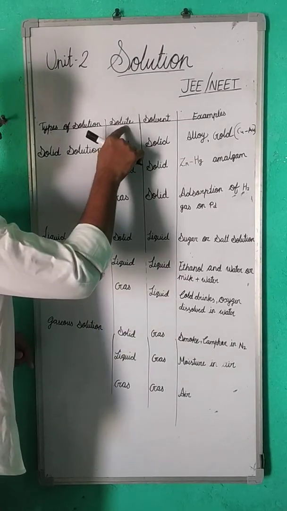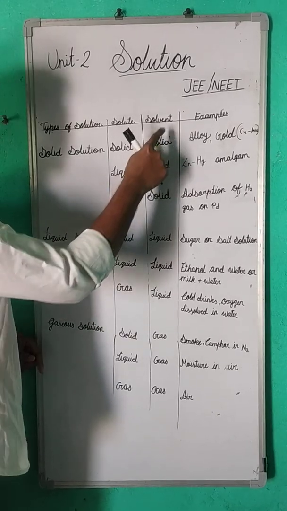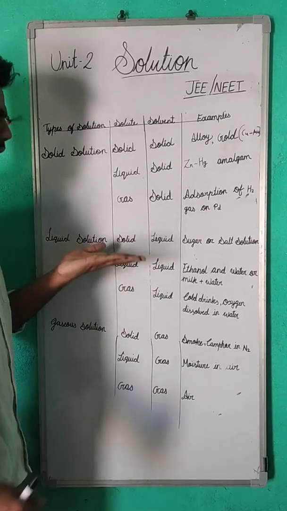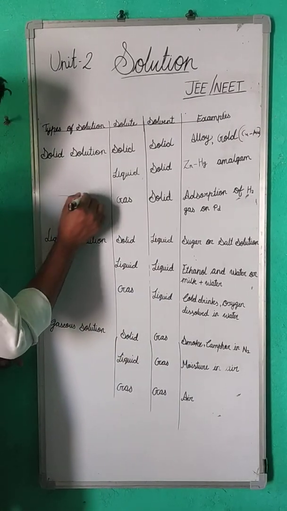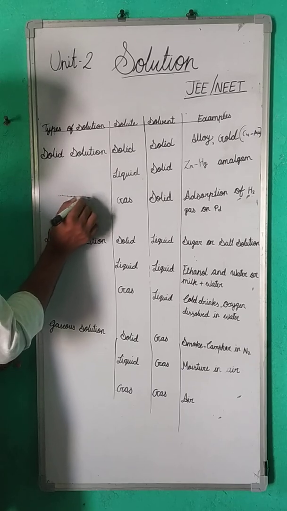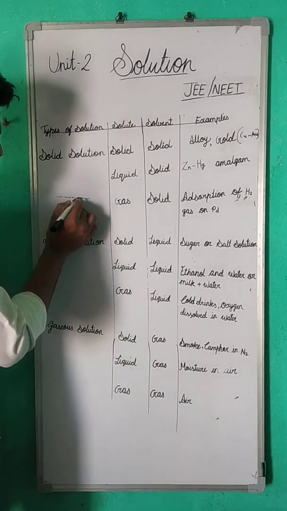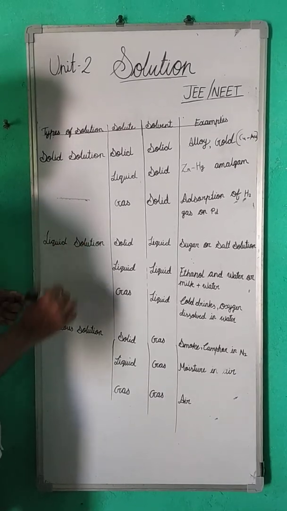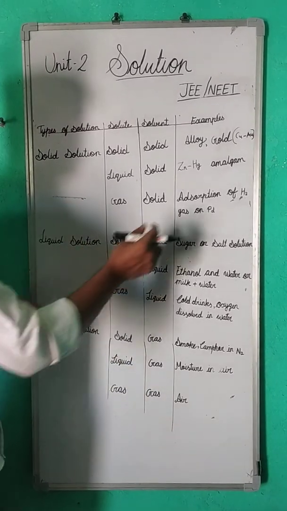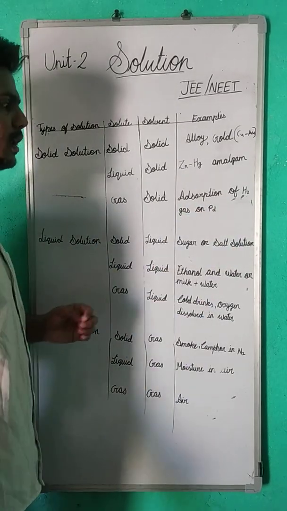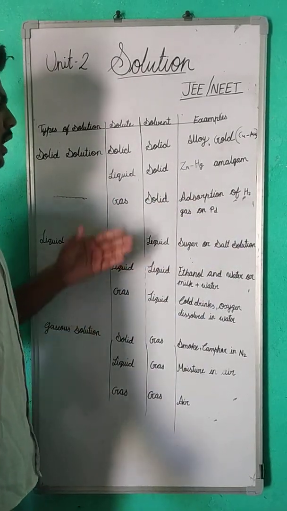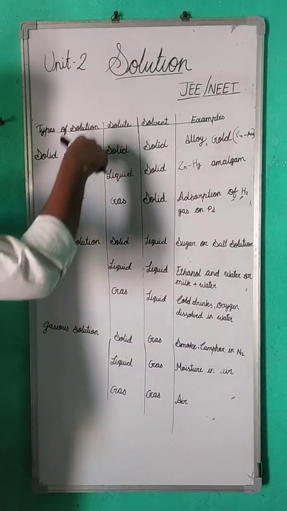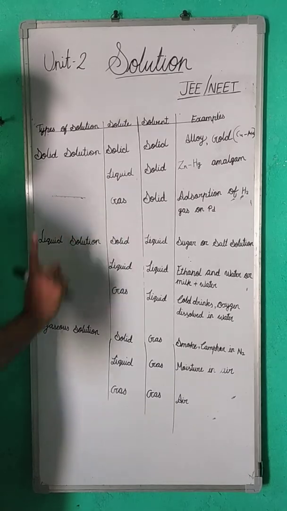Third, we have the solute in gaseous state and the solvent again in solid state. A very simple example is adsorption. Adsorption means that on the surface of any metal, a gas adsorbs. It is only on the surface, it doesn't go inside the bulk phase, it remains only in the upper layer. So this is called adsorption. For example, adsorption of H2 gas on palladium metal, or platinum metal also. So these are solid solutions in which the solvent is in solid state and the solute is solid, liquid or gas.